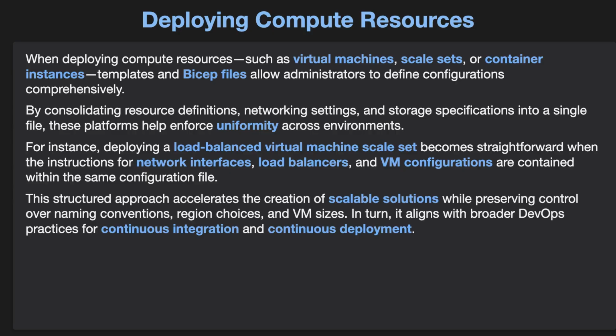When deploying compute resources, such as virtual machines, scale sets, or container instances, templates and Bicep files allow administrators to define configurations comprehensively. By consolidating resource definitions, networking settings, and storage specifications into a single file, these platforms help enforce uniformity across environments. For instance, deploying a load-balanced virtual machine scale set becomes straightforward when the instructions for network interfaces, load balancers, and VM configurations are contained within the same configuration file.